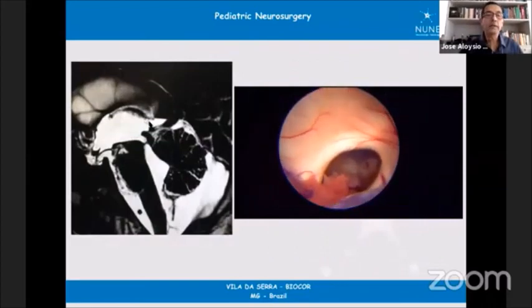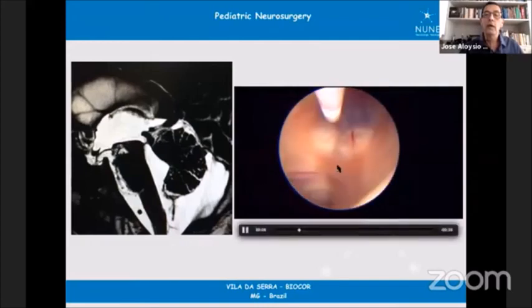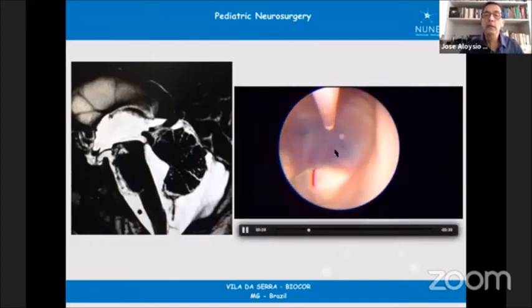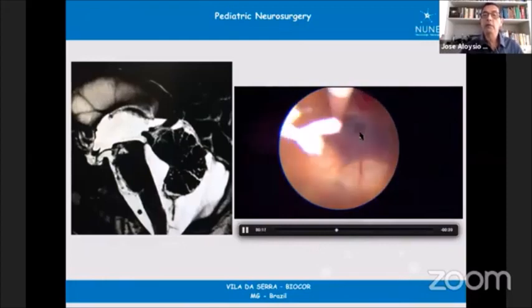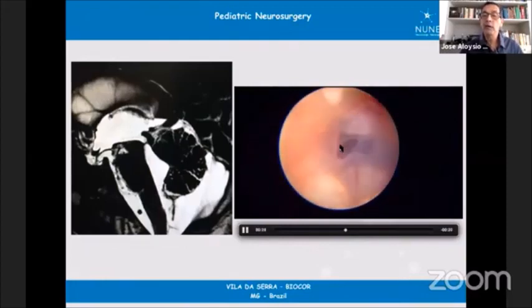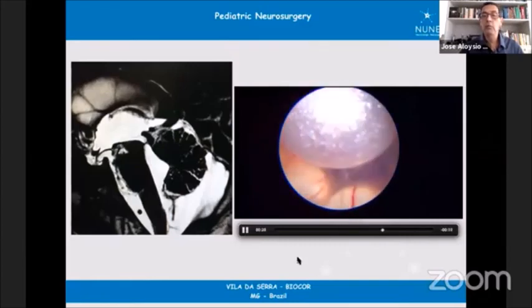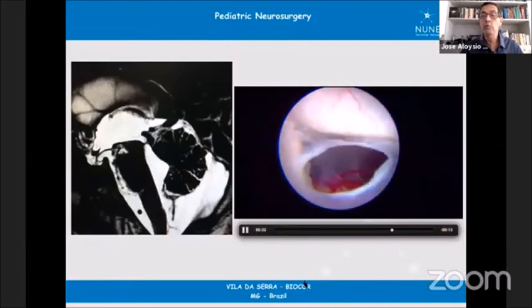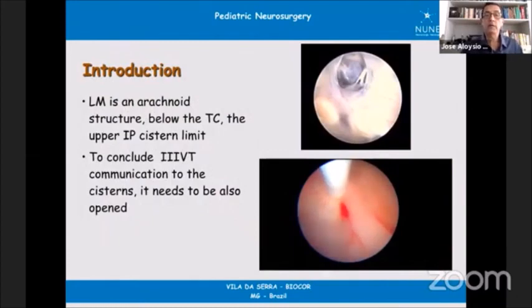Like in this case, it's aqueductal stenosis. We have here the tuber cinereum, and it's a very nice anatomy, and it seems to be everything nice to perform the ETV. But when we open the tuber cinereum, we see another membrane here that we need to work on. And this is the Liliequist membrane. If we do not open the Liliequist membrane, the ETV will not work and will not be able to communicate with the cistern. The Liliequist membrane is an arachnoid structure.